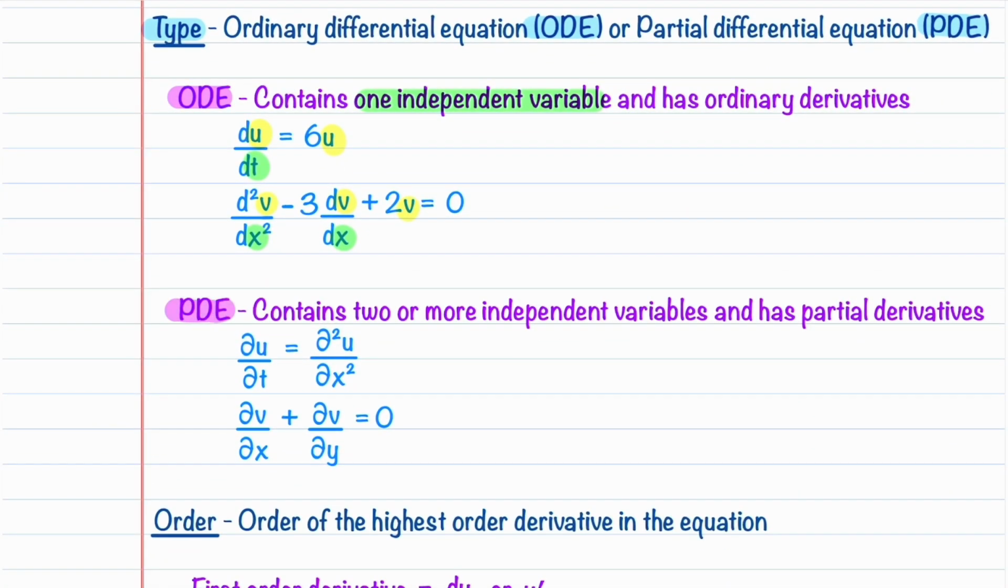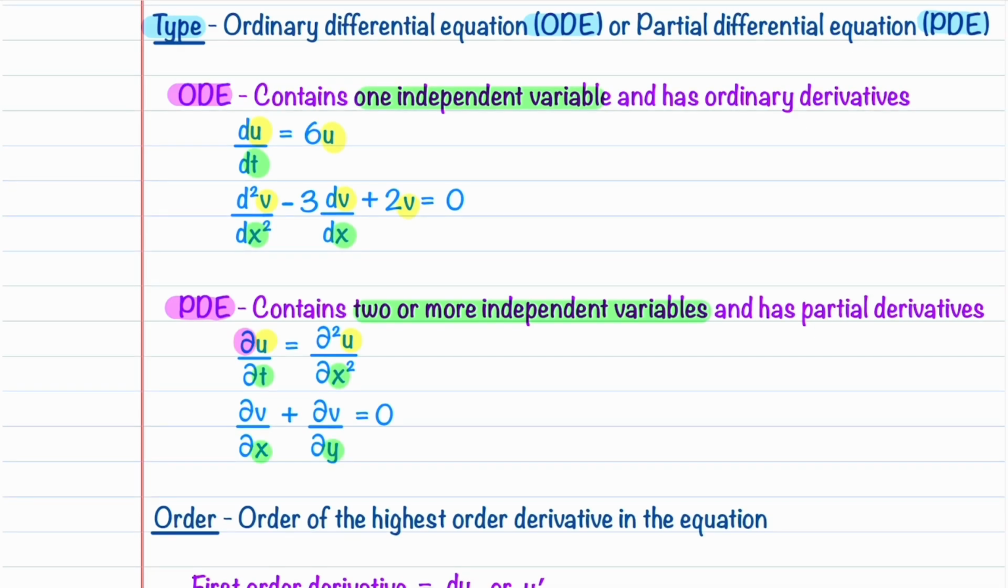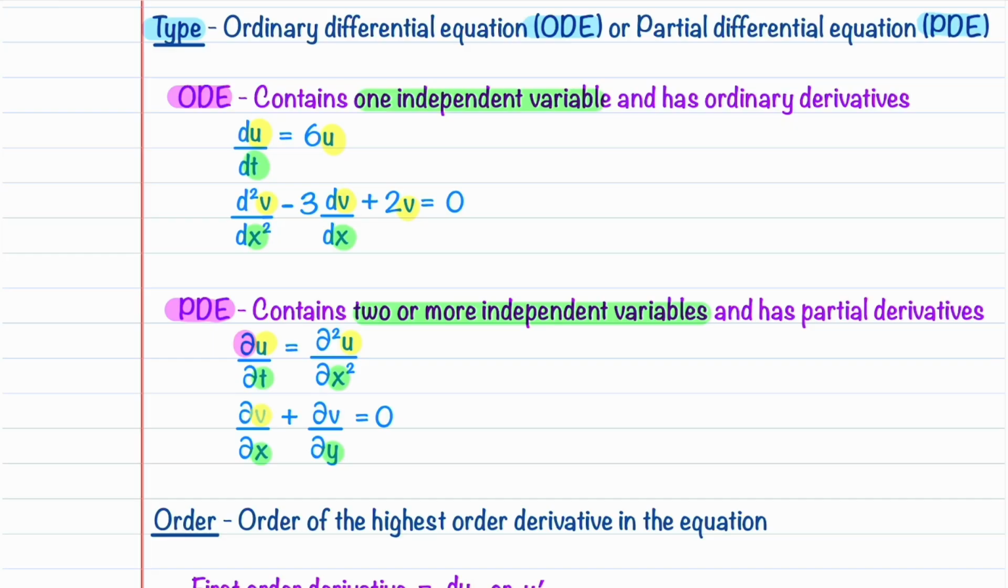A partial differential equation contains two or more independent variables, and it has partial derivatives. Remember that you can recognize a partial derivative by this sign right there. In this first example, t and x are the independent variables, and then u is the dependent variable that you need to find. In the second example, x and y are the independent variables, and v is the dependent variable.